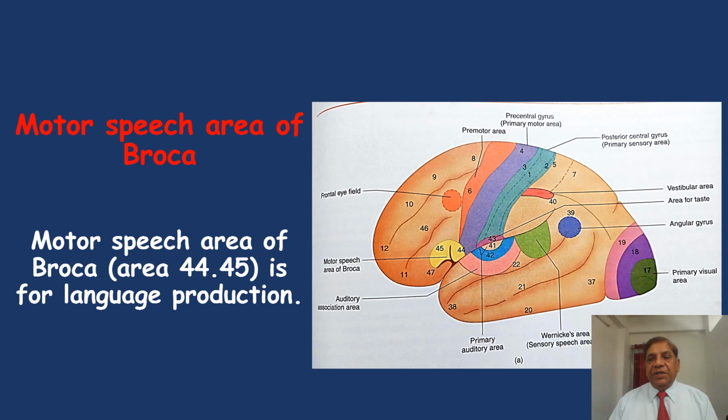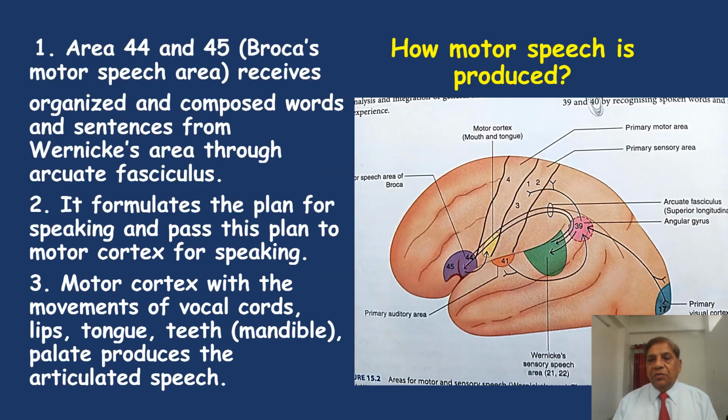Now, the motor speech area of Broca is area 45 and 44, as I said, in the inferior frontal gyrus, just above the stem of the lateral sulcus. This is the main area for the motor production of language. Whatsoever we speak is through this center, Broca's area. Now, how does Broca's area work, how is motor speech produced in this center, that is 44 and 45?